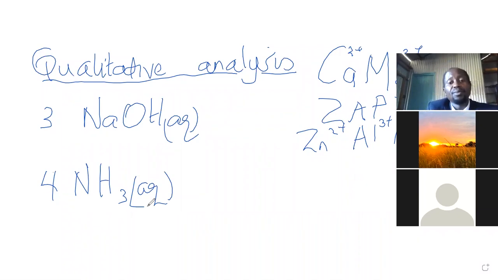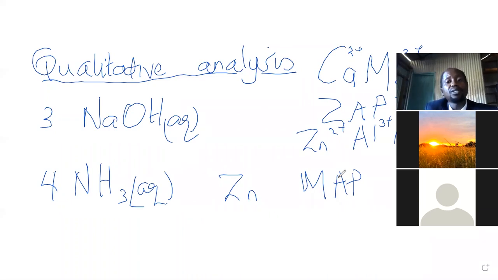Here, we talk of zinc and another acronym, MAP. So MAP stands for magnesium, aluminium, and lead 2.